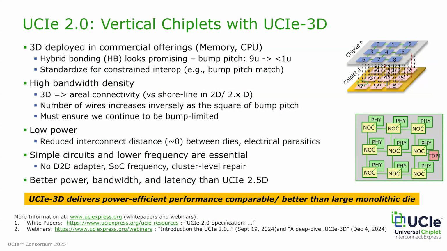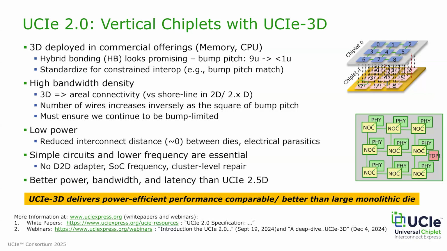With UCIe 1.0 and 1.1, like we said, we address the planar connectivity. Now, with UCIe 2.0, we introduced the notion of vertical chiplets called UCIe 3D. There are a rich set of technology choices available for vertical chiplets. They have been used by memory device manufacturers for more than a decade. They have also been used by computing devices in some of the recent products.